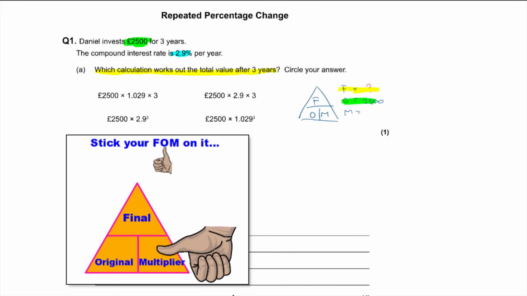And multiplier is just the percentage change written as a multiplier. Okay, so if it's increased by 2.9% a year, then the multiplier is going to be, well, if you've got 100% and you add on 2.9%, then what have you got? You've got 102.9%, which as a multiplier is 1.029. Okay, and so if we're looking for the final, we're going to put our thumb on the one we want to find, which is the final, and that tells me what to do with the other two. Final is equal to original multiplied by the multiplier.